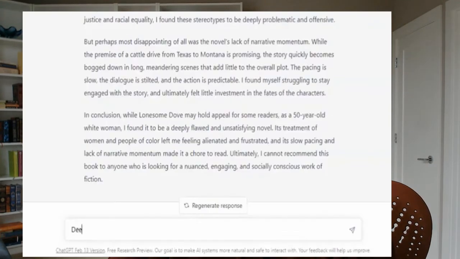Yeats was a black man who wasn't in a subservient role in Lonesome Dove. Okay, so I'm going to see what it says.